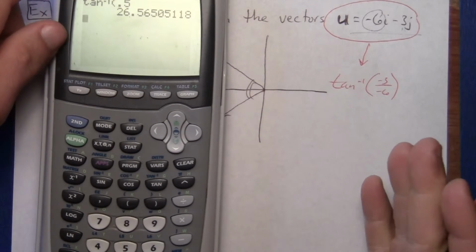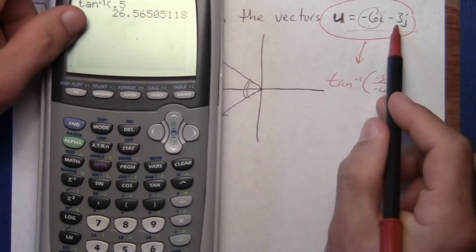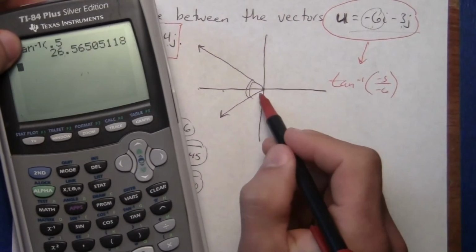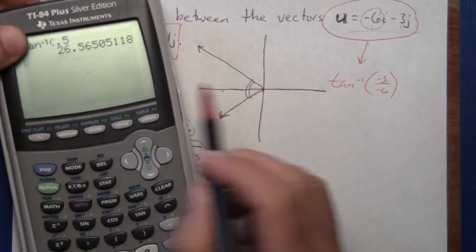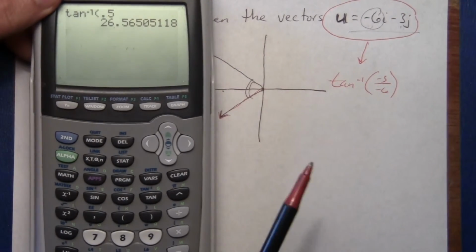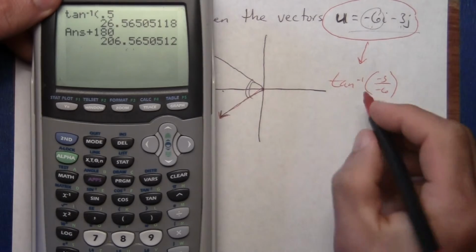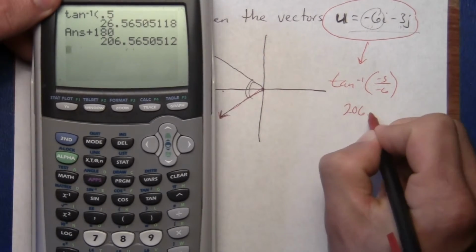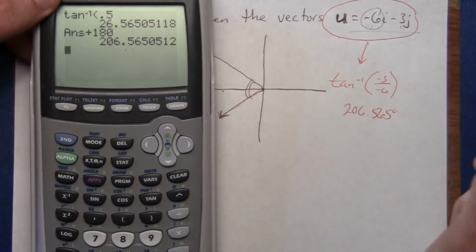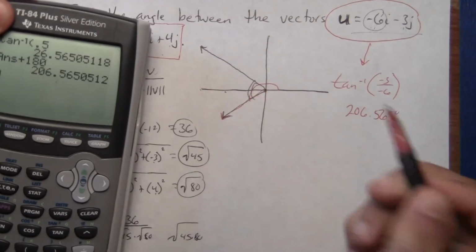Well, think about it again. They're both negative. So I'm actually down here in the third quadrant. So 26.5 degrees doesn't make sense. I need to add 180 to it. This is actually 206.565 degrees. That is what that angle is.